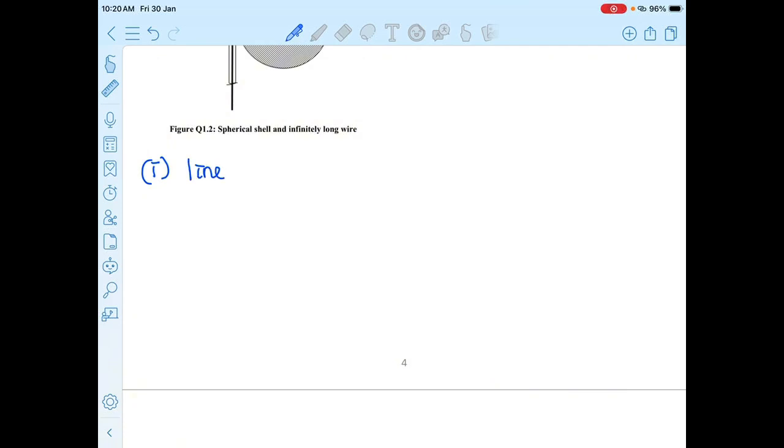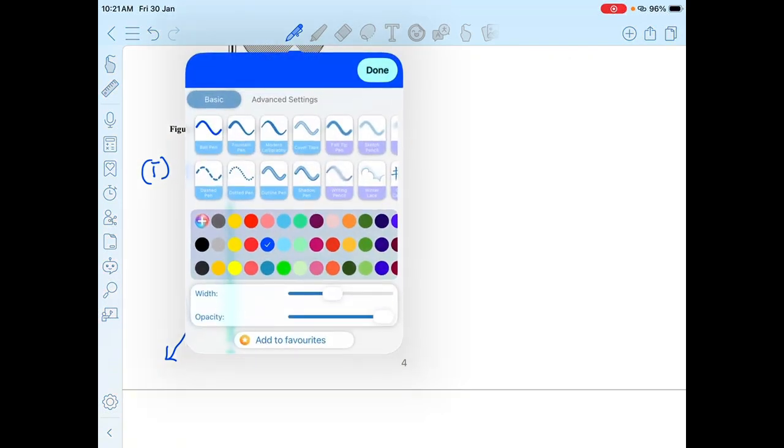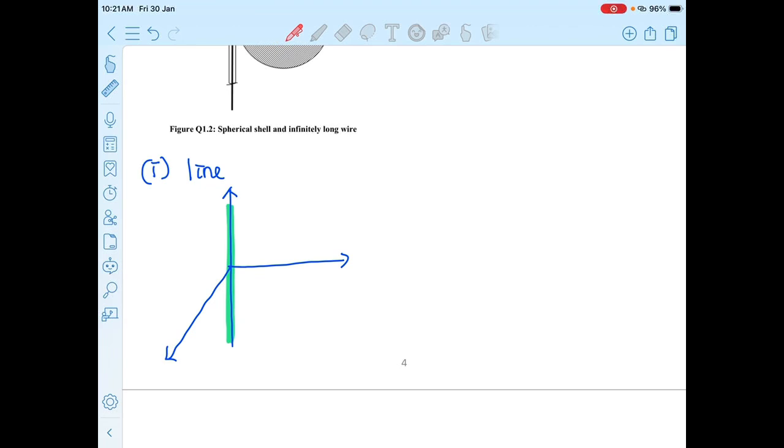Let me draw this axis. So this is your line, an infinite line, the length is very long. This line has charge, so this charge will produce electric fields going in outward directions. When we want to know the electric field anywhere around this line, we have to build a Gaussian surface. Because of the shape of the line, our Gaussian surface will be a cylinder surface.